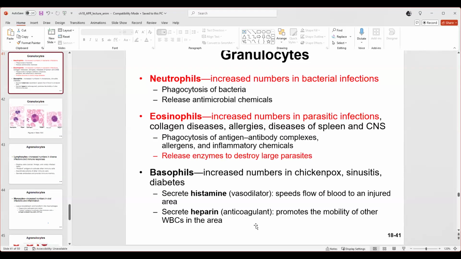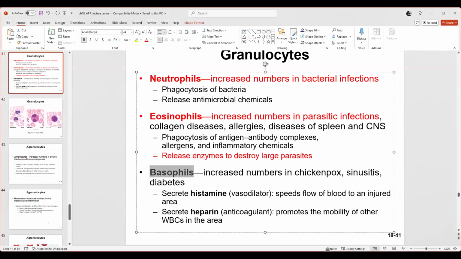Now, basophils can also increase in number, but their main purpose is not to fight off anything. Their purpose is in the background. They release histamine and heparin. Histamine release, when it is localized, is very important and helpful. This is the reason why when we get a cut, it swells up.